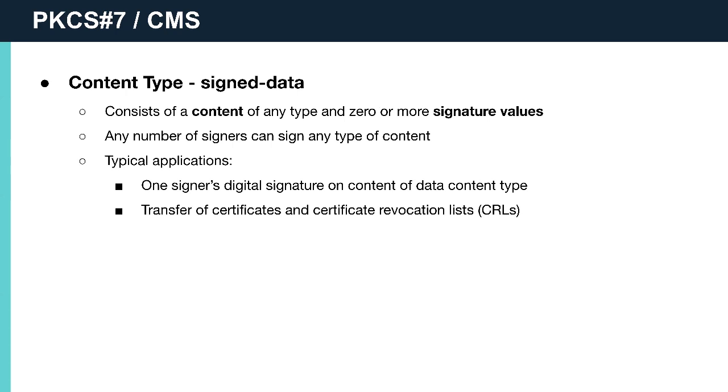The second type is signed data. So this consists of some content attached with one or more signature values to it. You can have anywhere from 1+ signers of the content, and each signer info gets attached to that bundle. Some typical applications of this are one signer digital signature on a data content type. So just providing a signature over some kind of data. Also, as used in SCEP, this is commonly used to transfer certificates or CRLs between parties.